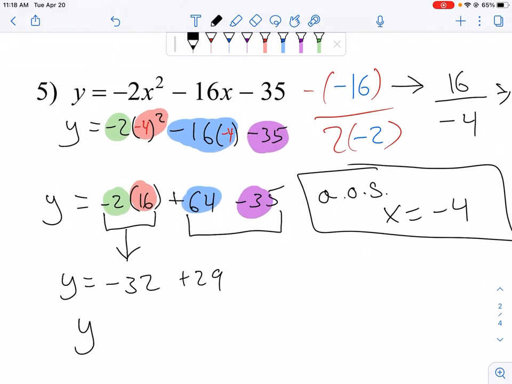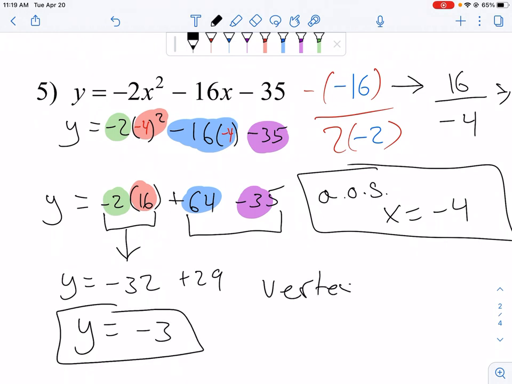And then I can put those together. Negative 32 plus 29, and that makes negative 3. So my vertex, when x was a negative 4, y turned out to be a negative 3.